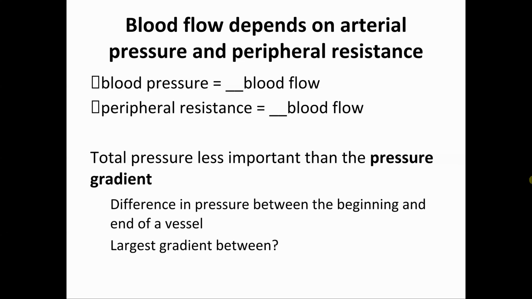So the pressure gradient is going to determine movement of liquid in and out of your vessels. So there's a difference in pressure between the beginning and the end of a vessel. And think about your vessels, they're always going from a big vessel to a teeny tiny vessel. So what do you think the largest gradient is between? What's our biggest vessel? Aorta. And then between that and what are the smallest vessels called? Capillaries. That's going to be the biggest pressure gradient.